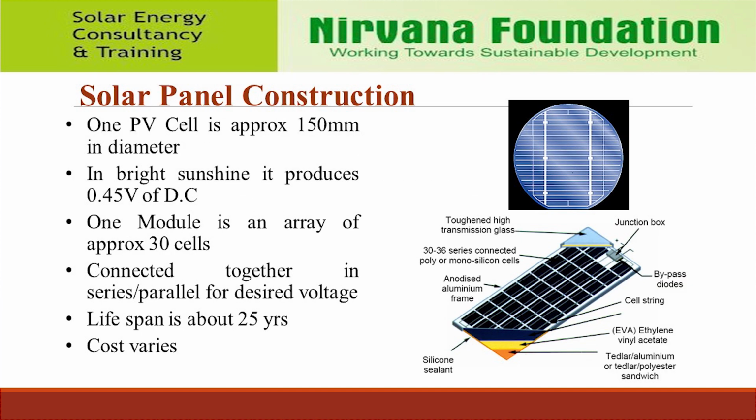One PV cell is approximately 150 mm in diameter. In bright sunshine it produces 0.45 volts of DC. One module is an array of approximately 30 cells, connected together in series/parallel for the desired voltage. Lifespan is about 25 years. Cost varies.